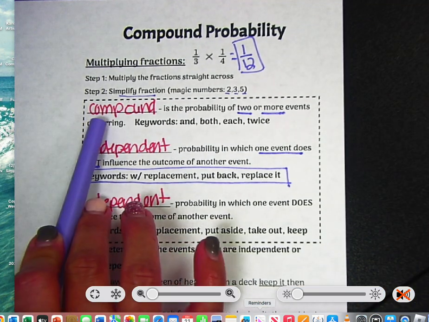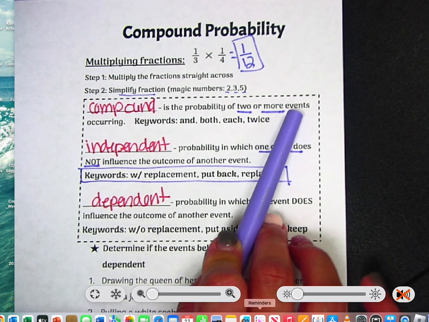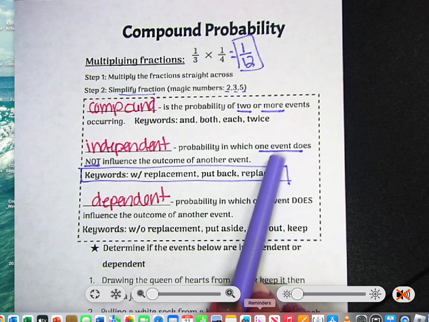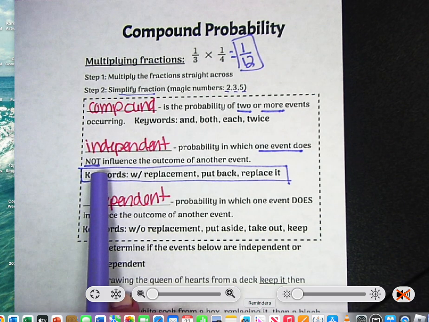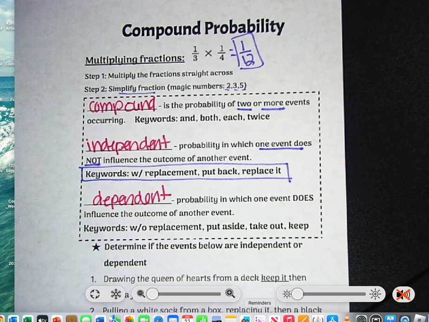So compound probability is when you're talking about more than one thing, so 2 or more events. Independent is when one event does not change the outcome of another one. Some keywords you're going to be looking for are without replacing, with replacing, putting it back, or replacing it. For example, I have a bag of candies. I take one candy out, I look at it, and I put it back in the bag. So it does not change the outcome of a different event because I still have the same amount of candy in the bag. I just looked at it and put it back in.